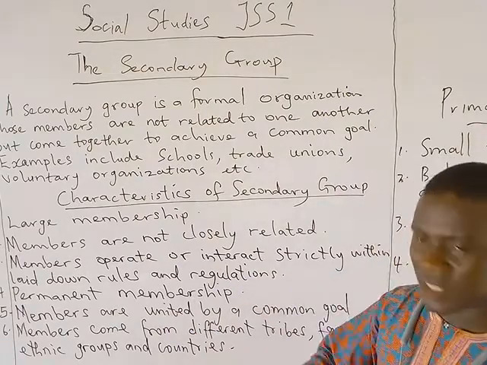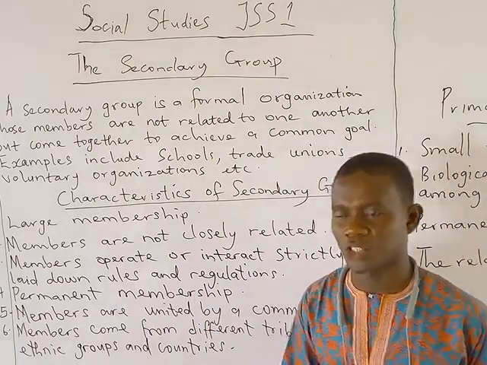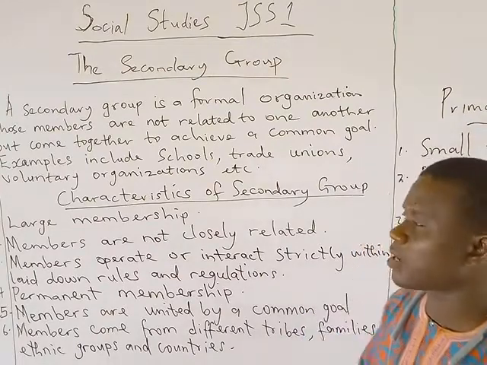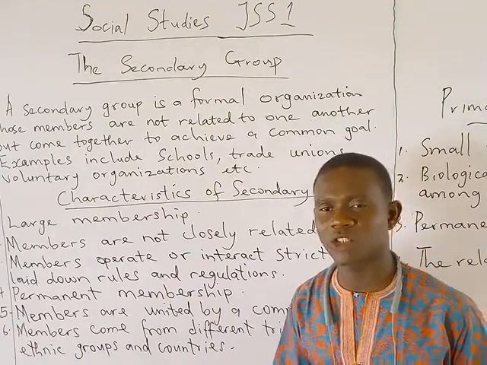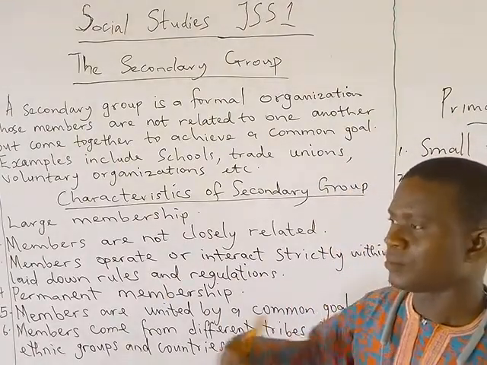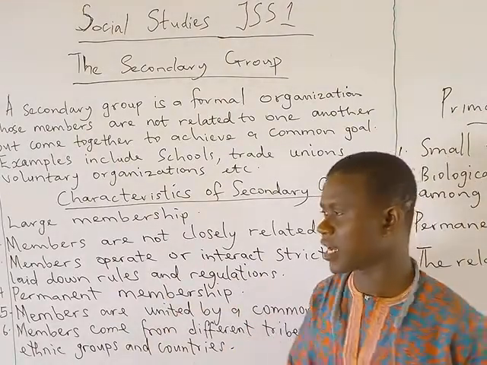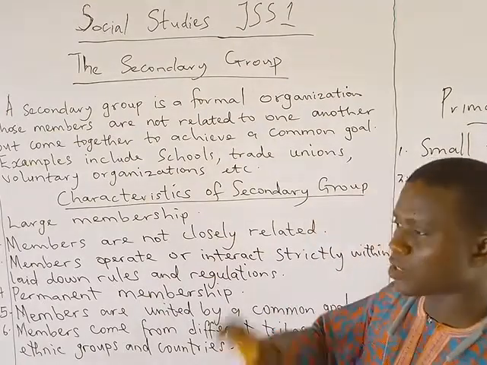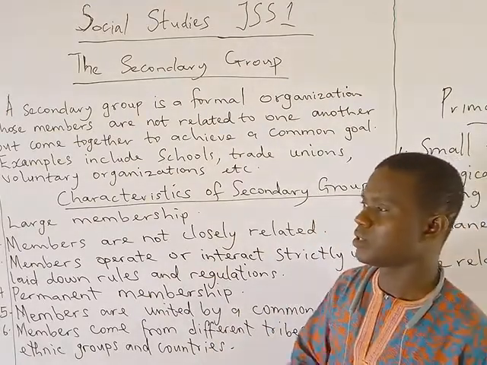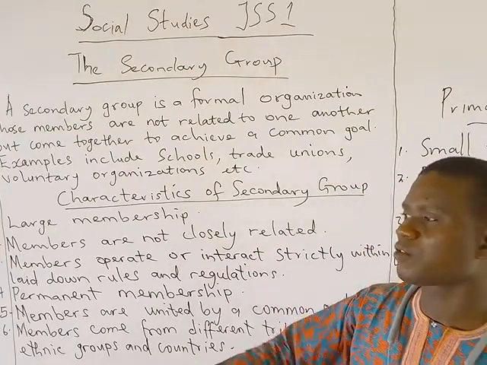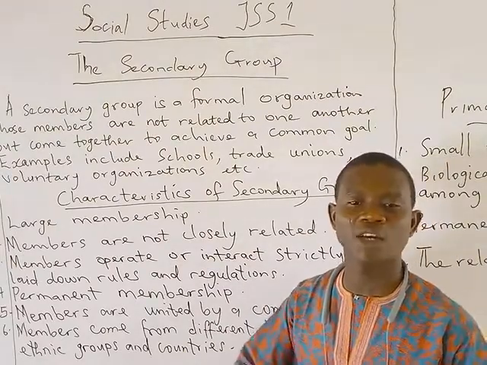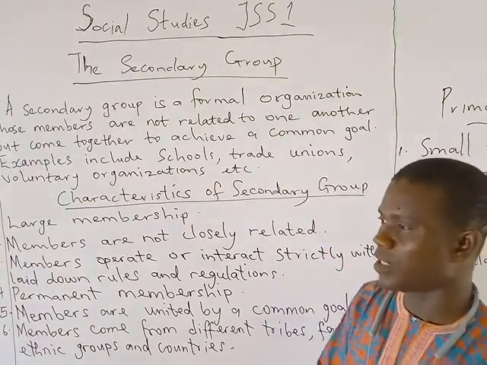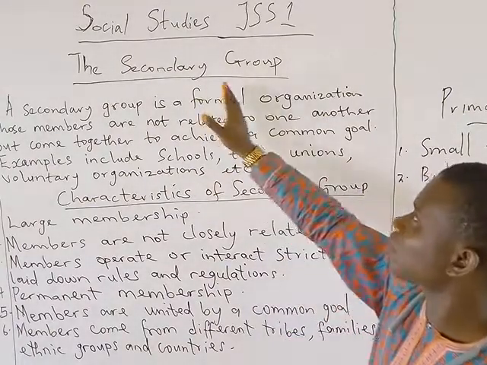So we talked about the characteristics of primary social group. I want to believe you can still remember. Part of the characteristics of primary social group is that there is face-to-face interaction. We also said it has small size. Members of primary social group are emotionally committed to one another. But today we want to look at the secondary group.